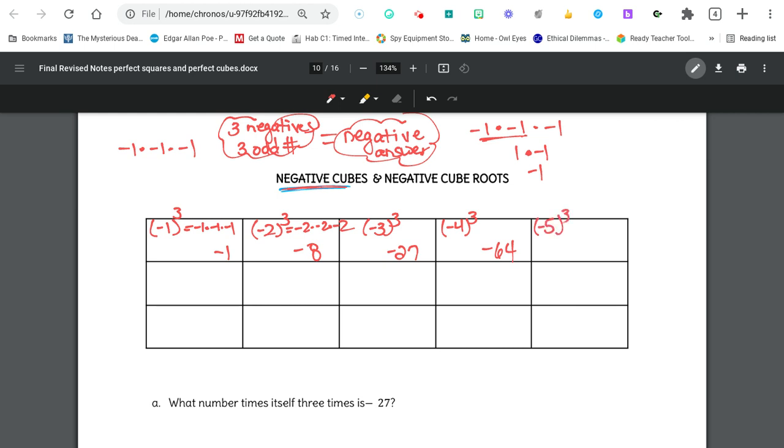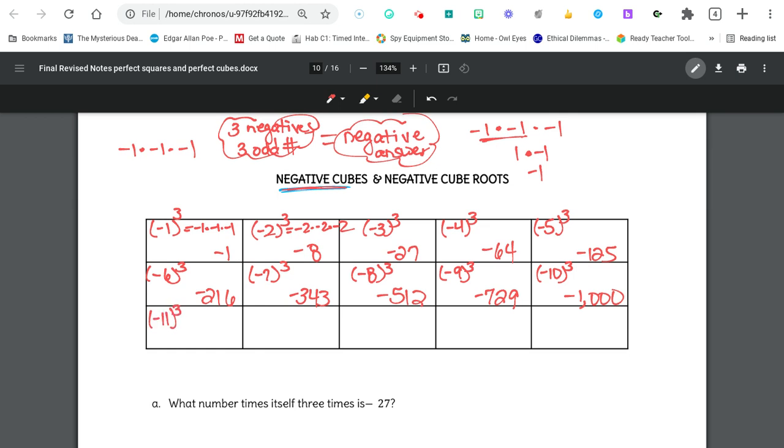Negative 5 cubed is negative 125. Negative 6 cubed is negative 216. Negative 7 cubed is negative 343. Negative 8 cubed is negative 512. Negative 9 cubed is negative 729. Negative 10 cubed is negative 1,000.